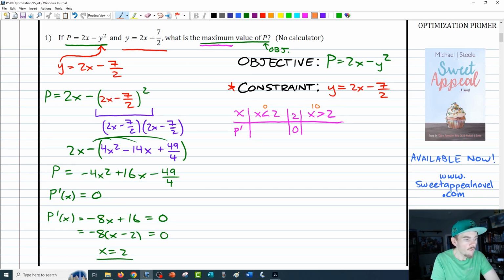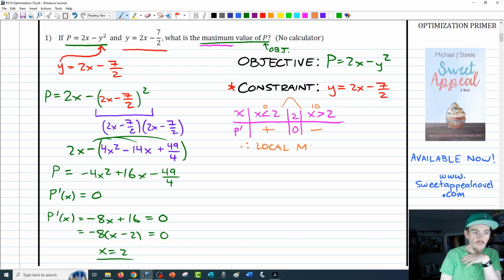If I plug in 0 to our first derivative, 0 plus 16 is positive 16. And if we plug in 10 to the other one, we're going to have negative 80 plus 16, which is negative. So based on what we just saw, our derivative changes from positive to negative at x equals 2. As that indicates, since our graph is now going from increasing to decreasing, that means we have a local maximum. So what I'll put underneath here is, therefore, we have a local max. And really the important part here is that it is a maximum. It's a local max at x equals 2.